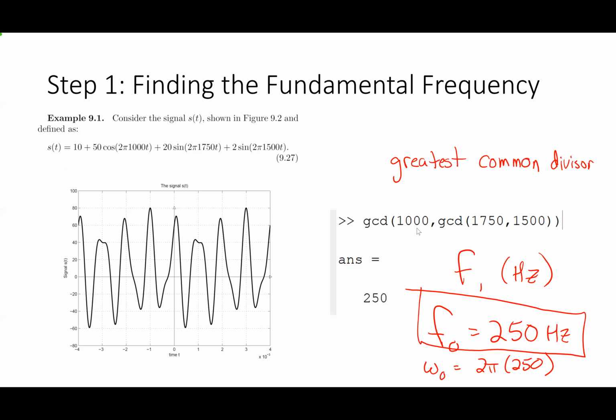But in this particular case, what I know is that MATLAB's GCD command takes the GCD of 2 numbers. So what I had it do here is take the greatest common divisor of 1750 and 1500, and then take the greatest common divisor of that result with 1000. That will work. There may be a more eloquent way to get it to do it for 3 numbers, but I didn't work hard enough to figure out how to do it, but I know this will work too.